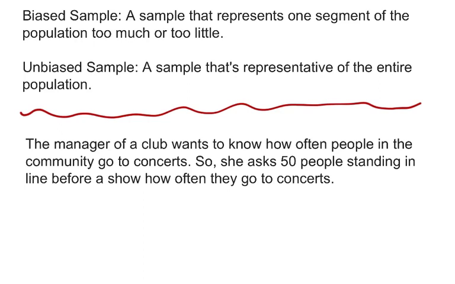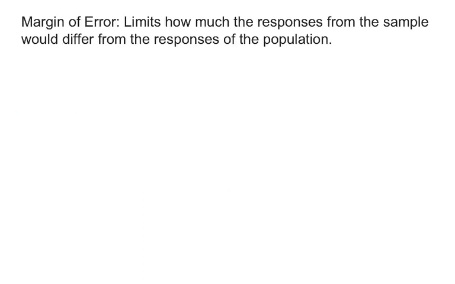Well, the best way to get an unbiased sample is to take a random sample of the entire population. So this club manager would have to create a survey and administer it to random people throughout the entire community, and that's going to include people who don't go to concerts, people who do go to concerts, young people, old people, men and women, everything would be included in that sample to make it unbiased.